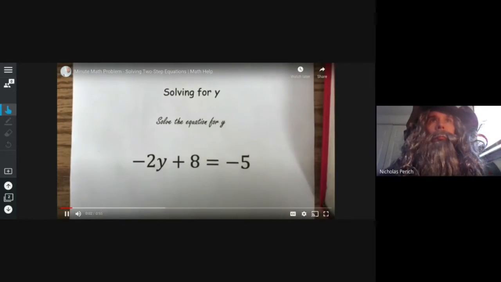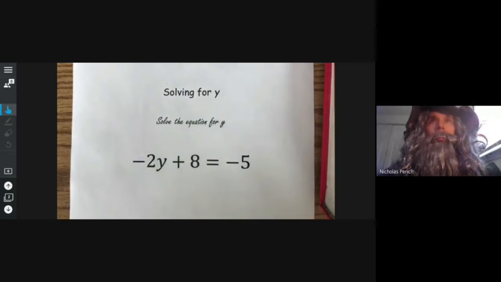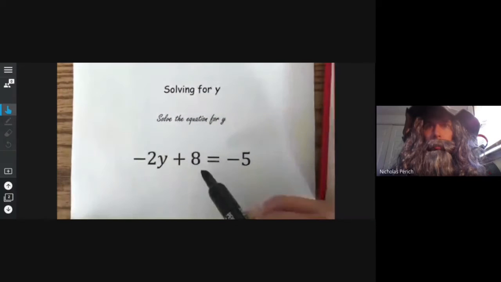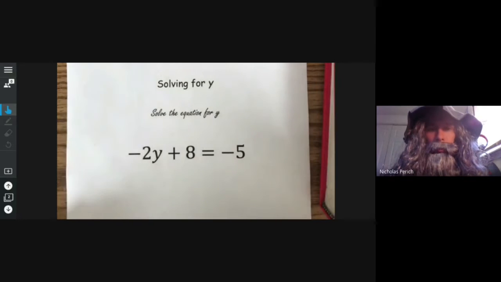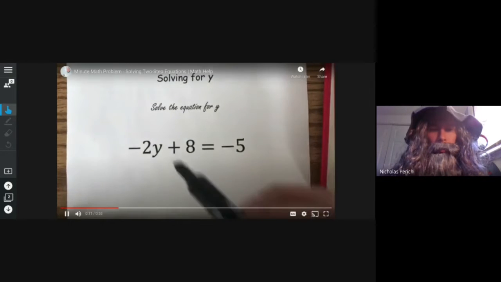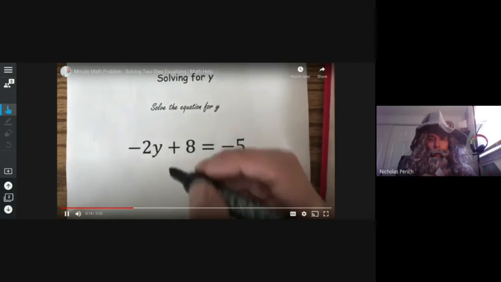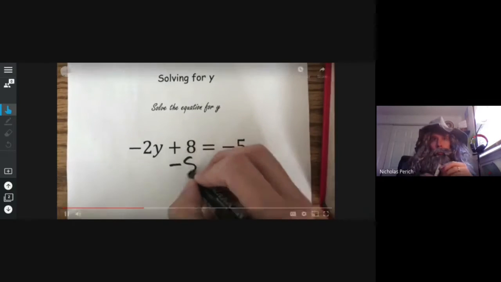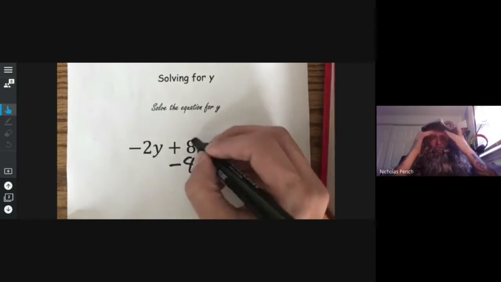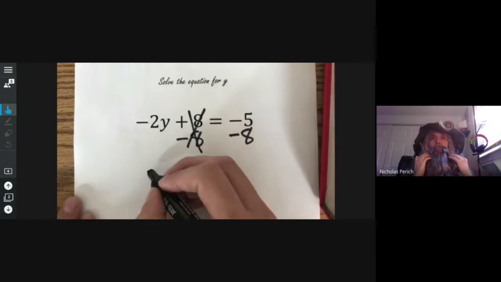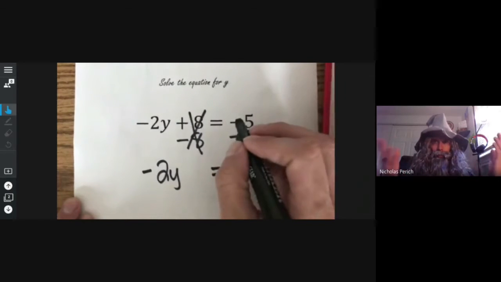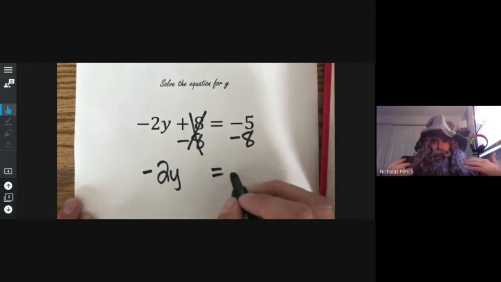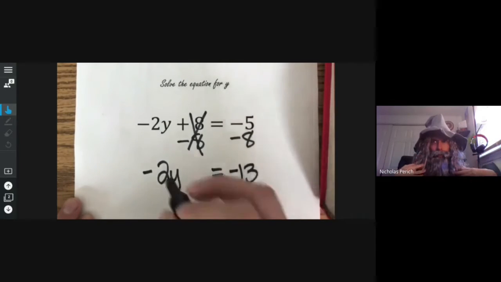All right, solve for y. We have to get y all by itself. Negative 2 and positive 8 are in the way. In order to get rid of those two things, we have to do the opposite. Always get rid of the number floating around first, and that's positive 8. The way we do that is we subtract 8 from both sides, cross that out. That leaves us with negative 2y on the left equals negative 5 minus 8 is negative 13.